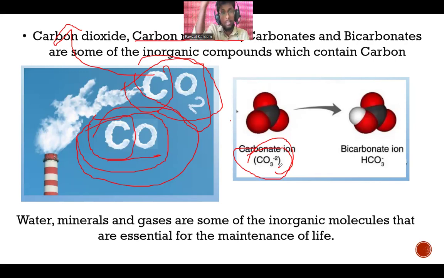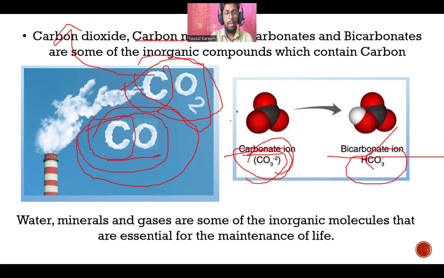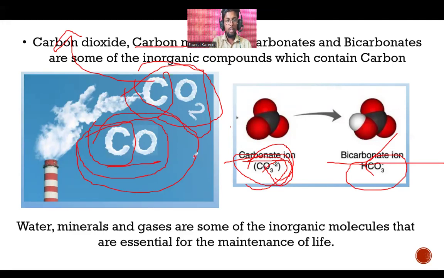But in unit number 3, changes in matter, we will discuss all the chemical formulas. So there is no need to memorize CO3 2 minus, HCO3 minus, and so on. Just memorize the names, carbonate and bicarbonate. Later, in unit number 3, we'll discuss all these formulas. So nothing to worry. Now we'll move to the question.